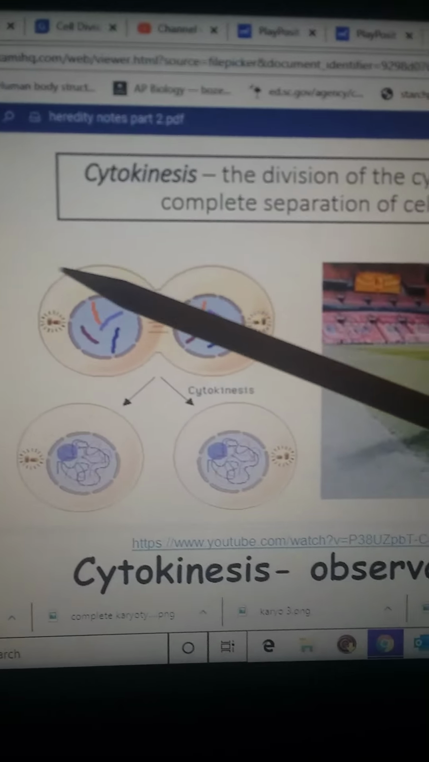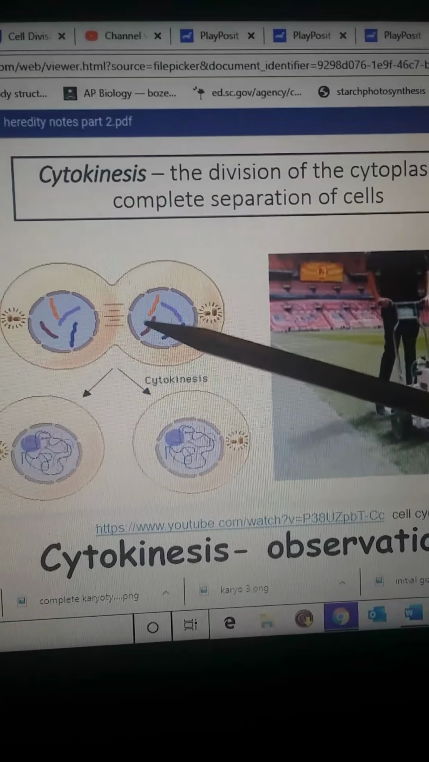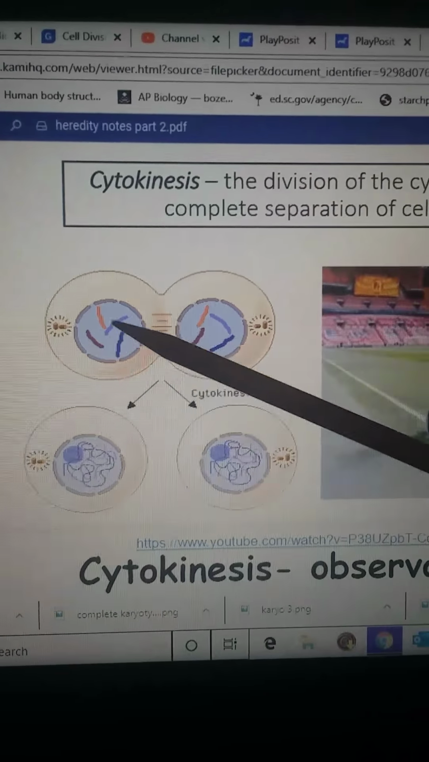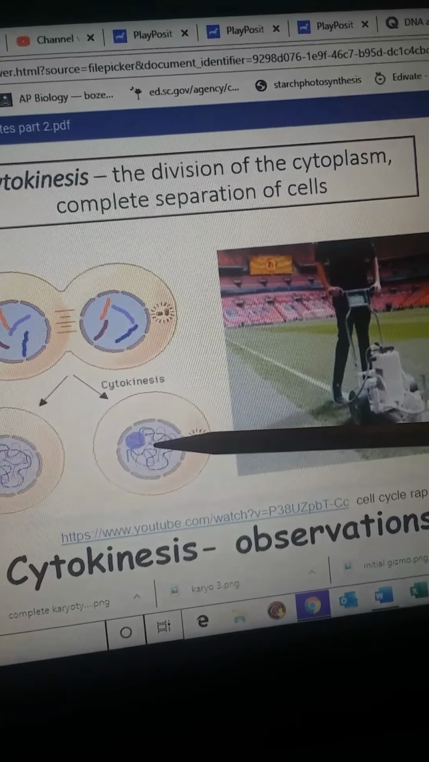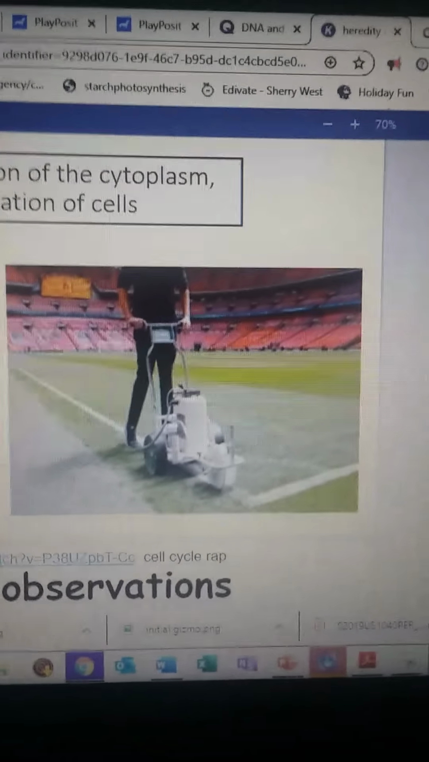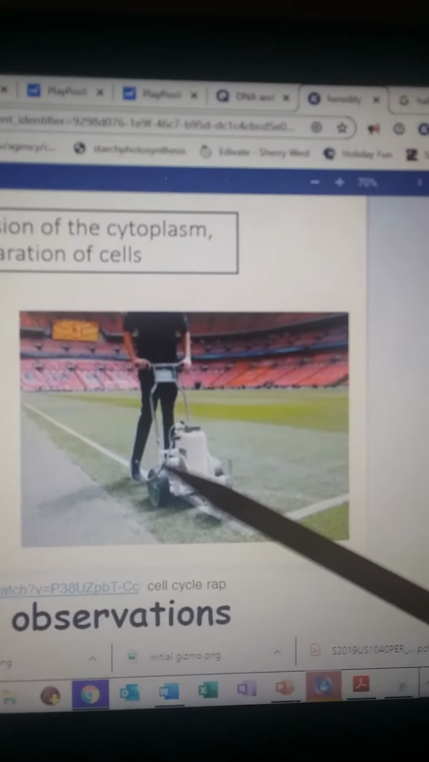Cytokinesis is going to show you how it goes from being still stuck together to being two separate cells. So you have all your contents that are ready. Then all that happens is our huddle gets back, where you cannot really see the individual chromosomes again. And I'm going to compare it to this guy. He's going to paint the line across the 50-yard line. So that is cytokinesis.